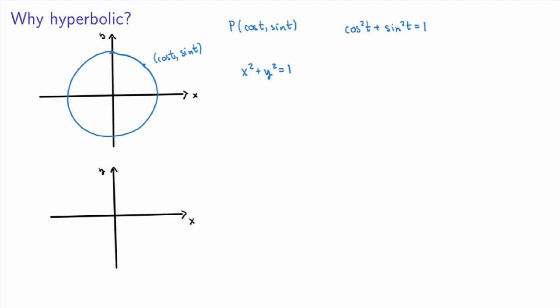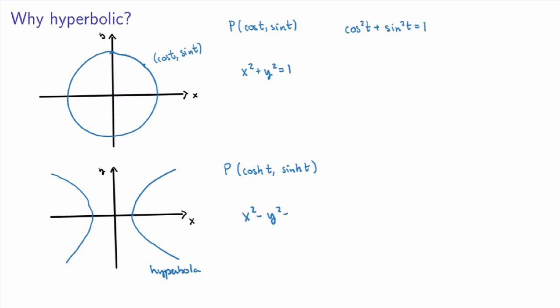All right, now what about hyperbolic functions? So for any t, if I look at the point with coordinates hyperbolic cosine of t and hyperbolic sine of t, then where does it lie in the plane? Well, it turns out that it will lie on the right branch of something that is probably familiar. This is a hyperbola. Now, this is not an arbitrary hyperbola. This is, in fact, the hyperbola with equation x squared minus y squared equals 1.